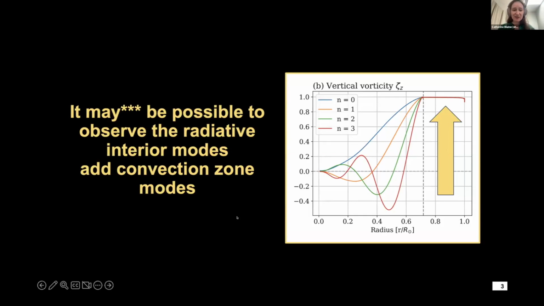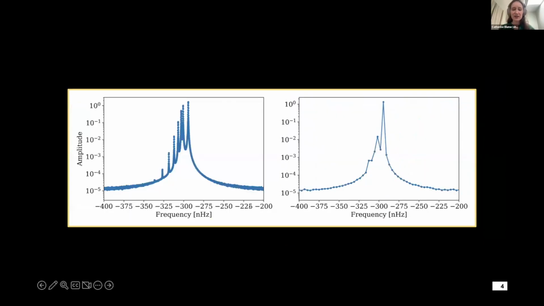The final slide that I just want to flash is that I've calculated the frequencies that we would expect for both convection zone modes and radiative interior modes of varying radial order. On the left is what, if you had infinite resolution at your disposal, you could get as a line profile for these modes. But if you take the frequency resolution that's more or less available to us with observations, they all get smushed together. So even if there are multiple radial orders present of all of these modes, it's extremely possible that we have absolutely no idea. And that's it for my lightning talk.